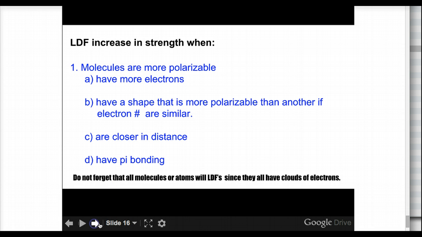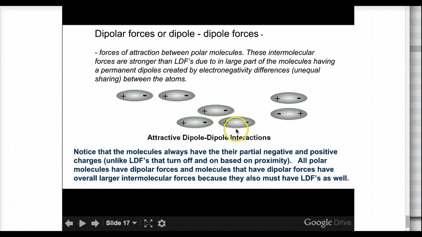Okay, moving forward. Now, the next attractive force is dipole forces, or dipole-dipole. Dipolar forces are forces between things that are polar, and what's different about these, unlike LDFs, is that these have permanent positive and negative sides, like water or hydrogen chloride, HCl. There's the positive, there's the negative. And of course, they stick together by the differences of the positives and negatives.